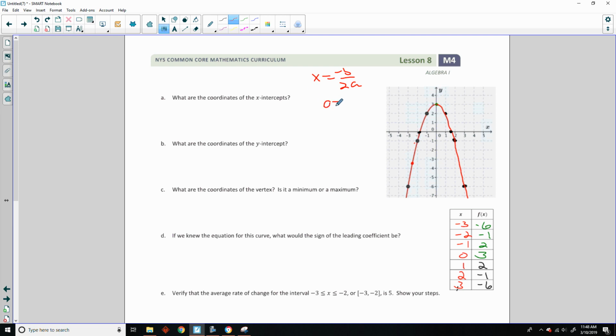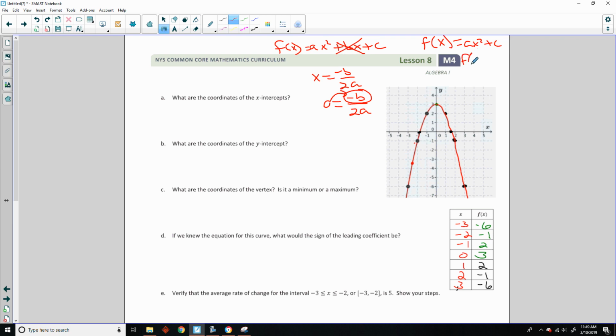So if I plug in 0 for x and say that that equals -b over 2a, well, what can we gather from that? What fraction will give us a 0 value? Well, it's when the numerator is 0. So if I have the function ax squared plus bx plus c, and my b is 0, then this is not there. So now I've narrowed it down to f of x equals ax squared plus c. Well, what is my c? C is my y-intercept, which is 3.